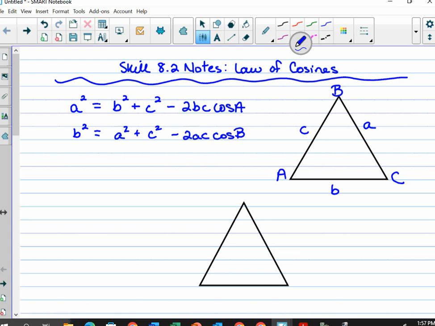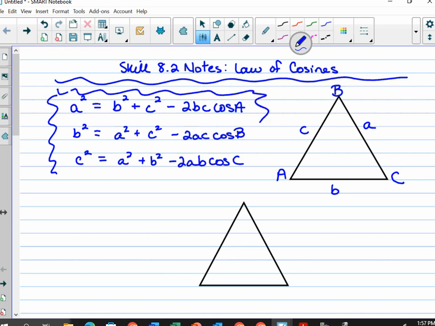So, what if it's c squared equals? What will that equal? a squared plus b squared minus 2ab cosine C. There you go. Most of you probably almost have it memorized. Why don't I see it? No, I kind of see it.